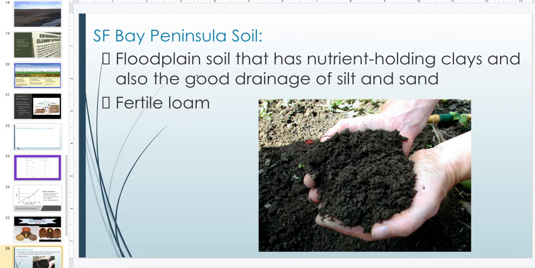In the San Francisco Bay Area, it's floodplain soil, so it has a lot of nutrient-holding clays, but it also has a high proportion of sand and silt, so you have a nice balance between water and nutrient retention and release of water. It's a nice fertile loam. And then as a side note, it's a nice dark color. Darker soils tend to be higher in organic matter, so you have a lot more of those organic nutrients, you have a lot more biological activity. Those tend to be your healthier soils. If your soil is a very washed out whitish gray color, you might have a lot of mineral, but you don't have a lot of organic matter.